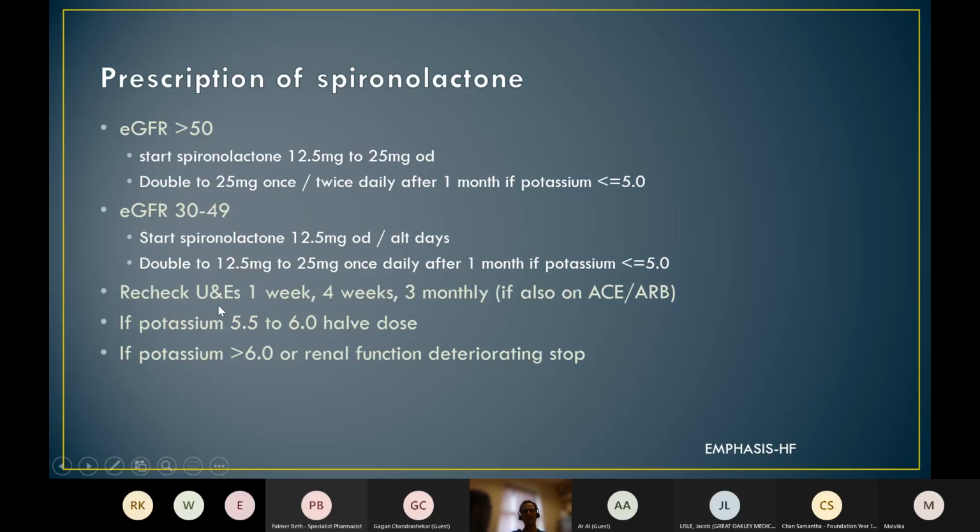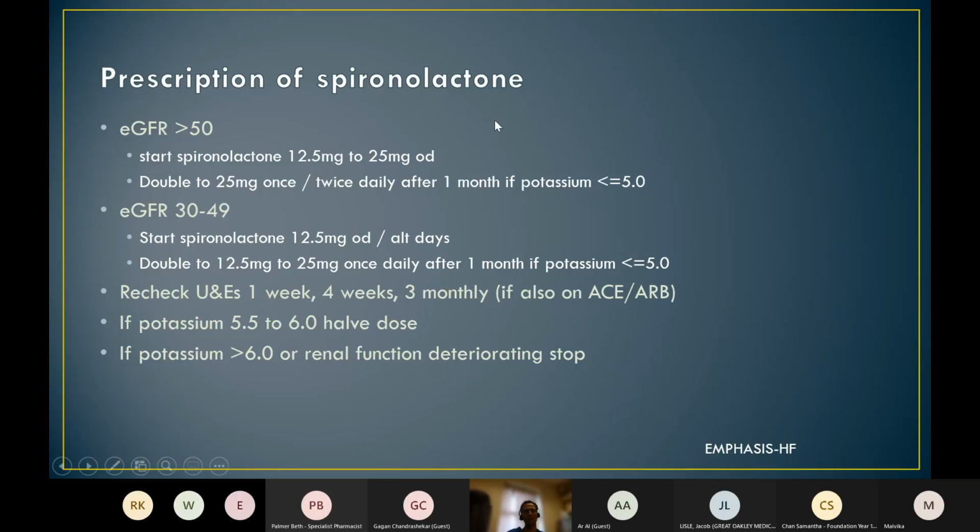They need to have their renal function checked 1 week after starting, 4 weeks after that, and then every 3 months if they're on an ACE and ARB, as well as the spironolactone. If potassium is 5.5 to 6, you halve the dose. If it's over 6 or the renal function is deteriorating, then stop. So if the potassium is 5.4, you can just carry on. It's only if it's 5.5 to 6 that we halve the dose. So we tolerate mild hyperkalemia.